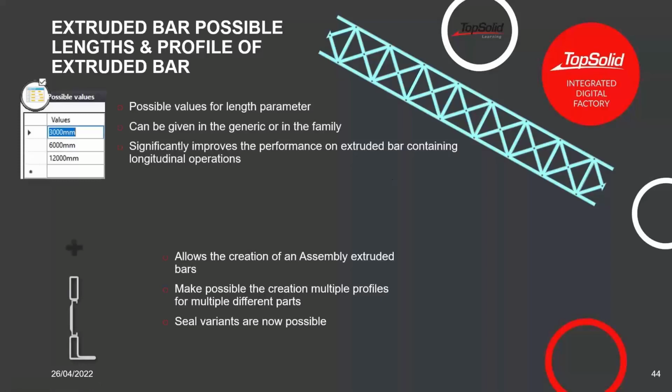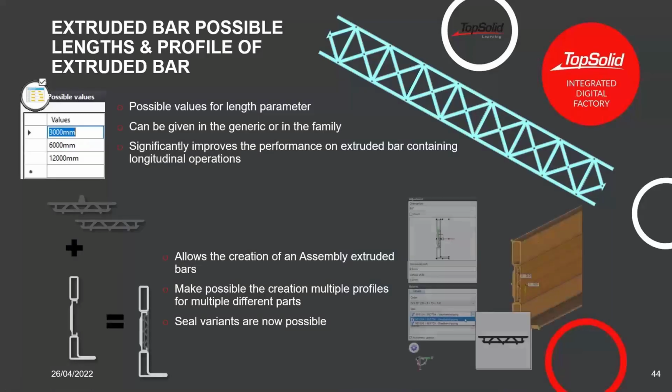All right, extruded bar, possible length and profile of extruded bar. So you can create and abuse the extruded bar command to do all sorts of fun things. The extruded bar doesn't have to be just a hollow tube extrusion. It can be a complex profile. Think of an extrusion like this that might be for a window, and that window might have some kind of gasket in the middle to seal the glass against.